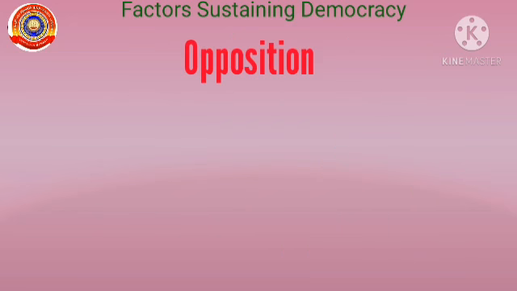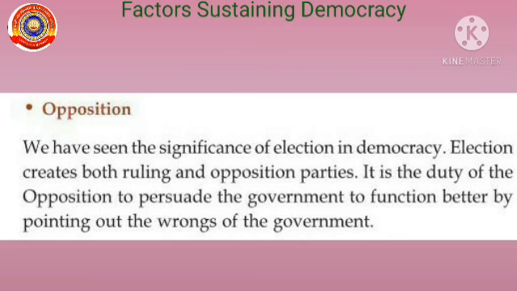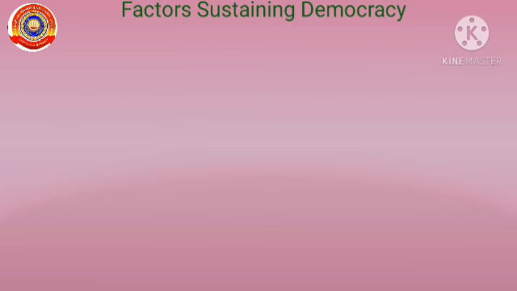Last one is opposition. We have seen the significance of election in democracy. Election creates both ruling and opposition parties. It is the duty of the opposition to persuade the government to function better by pointing out the wrongs of the government. Is it clear?